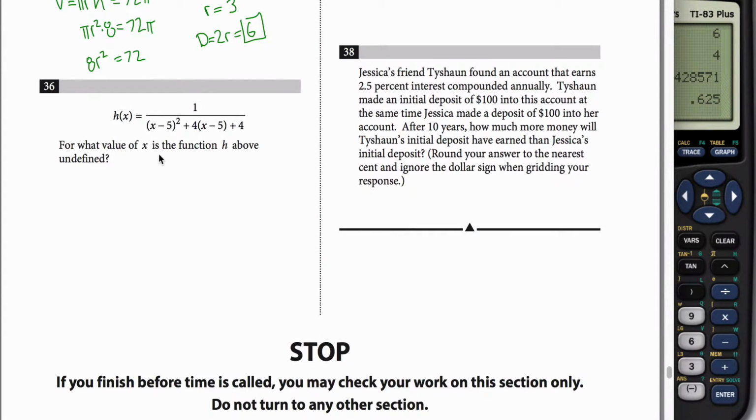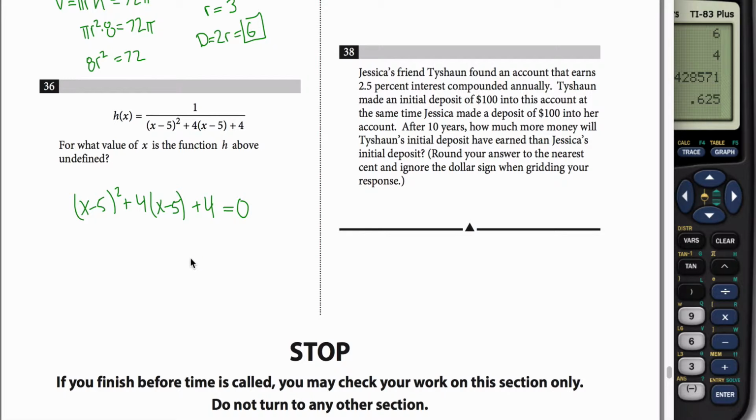All right, 36. For what value of x is the function h above undefined? Undefined for the purposes of an SAT test means don't divide by 0 and don't take the square root of a negative number. In this case, only dividing by 0 is what I have to deal with. So I have to make sure that this thing that's in the denominator, this x minus 5 squared plus 4 times x minus 5 plus 4 thing, I have to make sure that this entire mess does not equal 0. So maybe I'll set it equal to 0 and solve and figure out what value of x will make this equal to 0. And that'll tell me what value of x will make this function undefined.